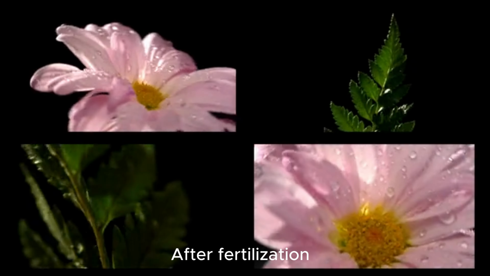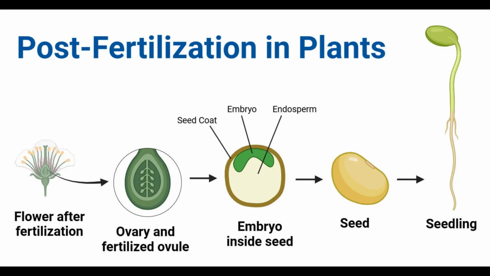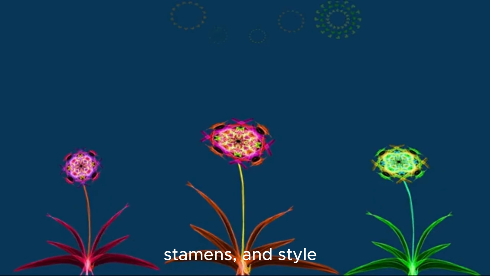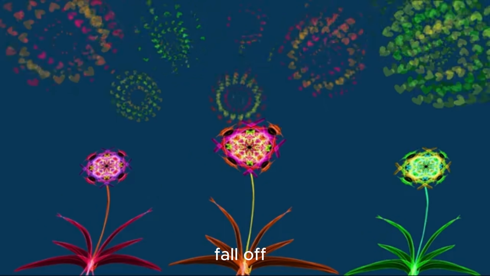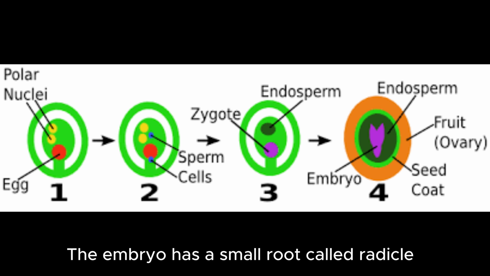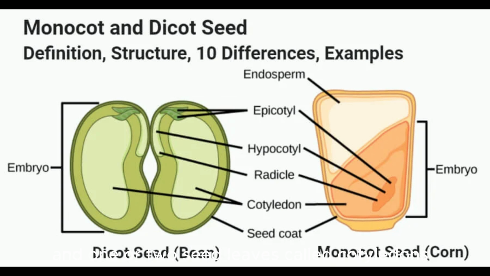After fertilization, many changes take place in the flower. The ovule becomes a seed, and the ovary develops into a fruit. The petals, sepals, stamens, and style usually wither and fall off. The seed contains the embryo, endosperm, and seed coat. The embryo has a small root called radicle, a small shoot called plumule, and 1 or 2 seed leaves called cotyledons, depending on whether the plant is a monocot or dicot.